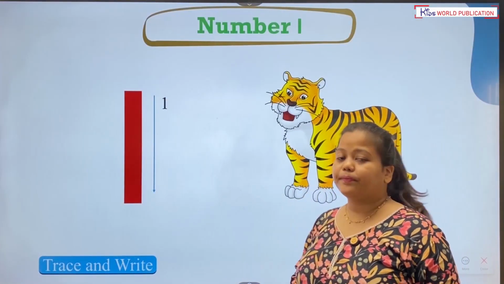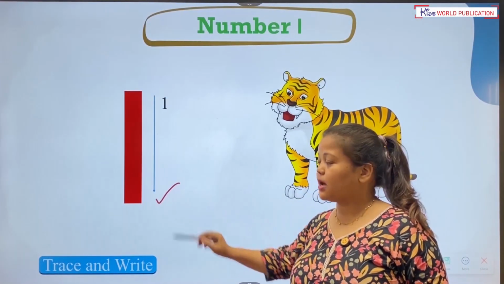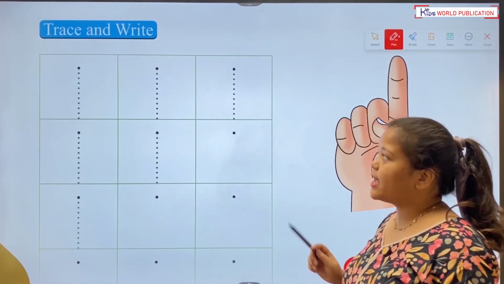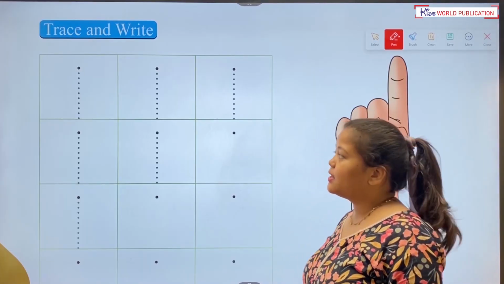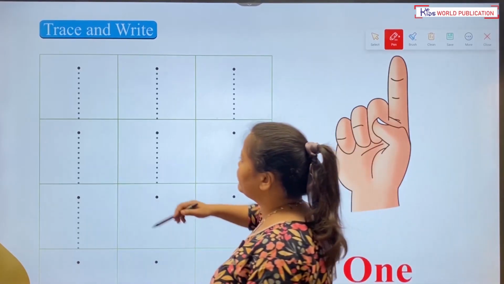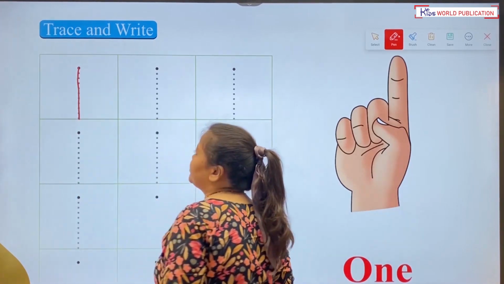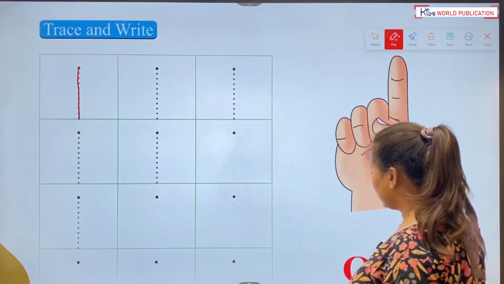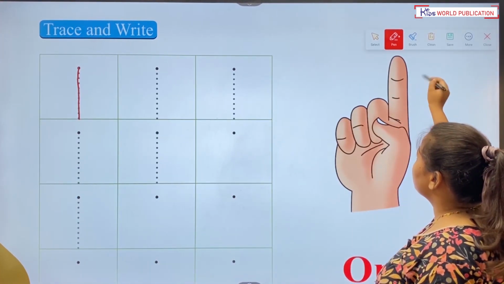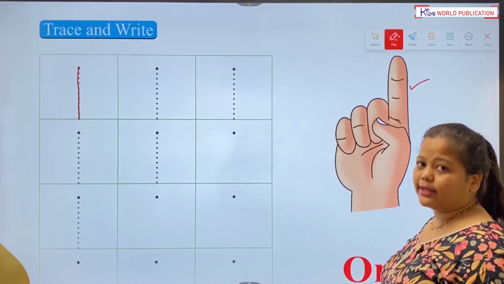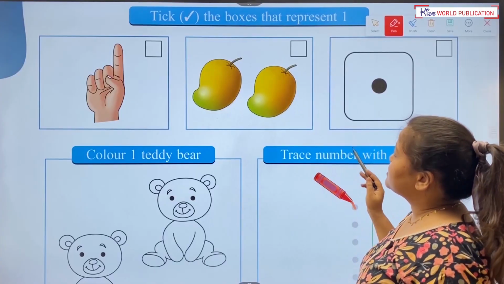Number 1. So this is number 1. 1. Tiger. Trace and write. So kids, let's trace the number 1. This is how you will trace it and complete it. And how many fingers can you see here? 1. O-N-E, 1.